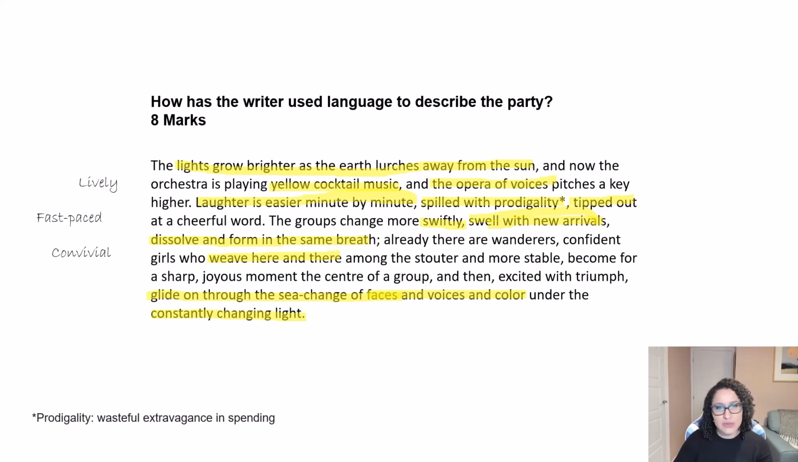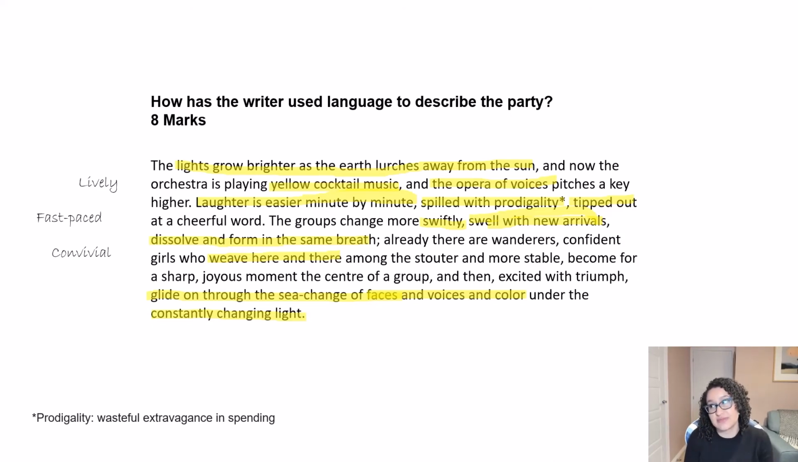So calling it yellow cocktail music, well, it can't be yellow, so it's synesthesia, but why yellow? What's the symbolic meaning of the color yellow? So yellow can symbolize brightness, it can symbolize happiness, it can symbolize energy. So if the music is yellow, and the music is what's playing at the party, then obviously he's saying the party is full of brightness, happiness, and energy. So essentially, just think to yourself, what is the writer doing? How is the writer creating the meaning that you have come up with?